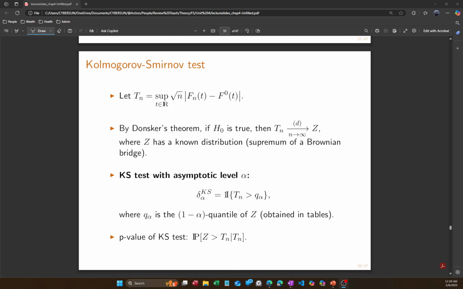Today, we'll continue with the Kolmogorov-Smirnov test. The Kolmogorov-Smirnov test is a non-parametric method to determine whether an empirical distribution deviates significantly from a hypothesized distribution. By leveraging Donsker's theorem, this test provides an asymptotic framework for hypothesis testing, particularly useful when the limiting behavior of the test statistic follows the properties of a Brownian bridge.